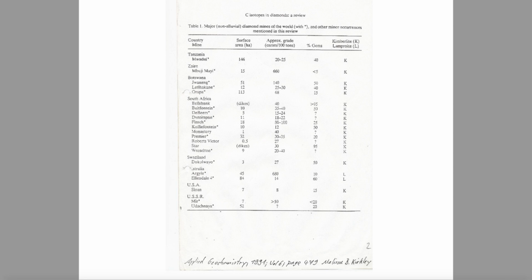Now I will just spend a few words on the Australian mines, the Argyle mine and the Ellendale mine. These diamonds have not been brought to the surface by a kimberlite. They have been brought to the surface by a lamproite. The lamproite is also like a kimberlitic melt, but it is chemically different. It is always related to orogenic belts, which is not the case when we are talking about kimberlites. Kimberlites are always cratonic.